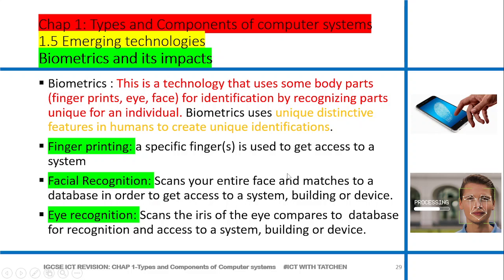Now, the next emerging technology is biometrics. Simply, biometrics is a technology that uses body parts, like our fingers, eyes, face, and all those things for identification by recognizing parts unique to an individual. Your fingerprint is unique to you. The way your eye is, is also unique to you. Your face, the shape of your face, the configuration is quite unique to you. So that is what biometrics uses for identification purposes.